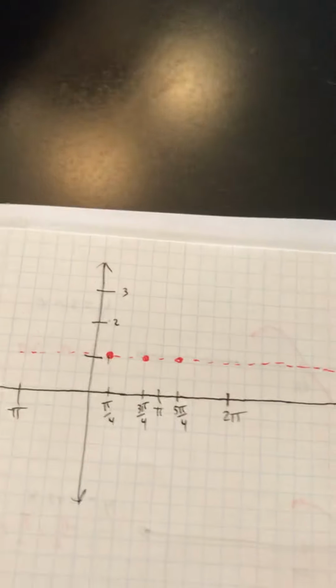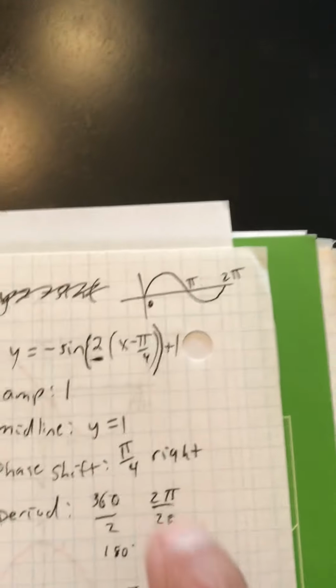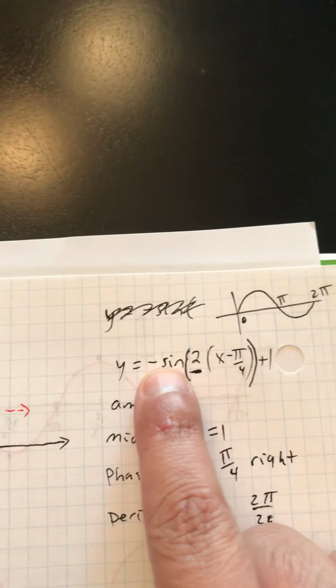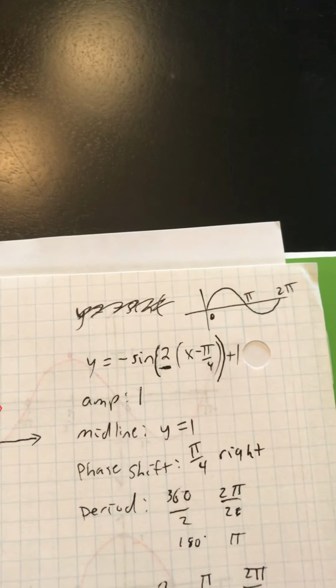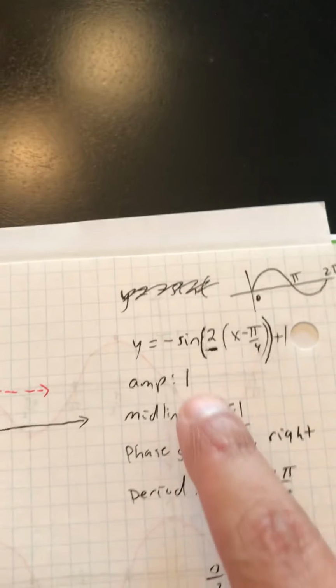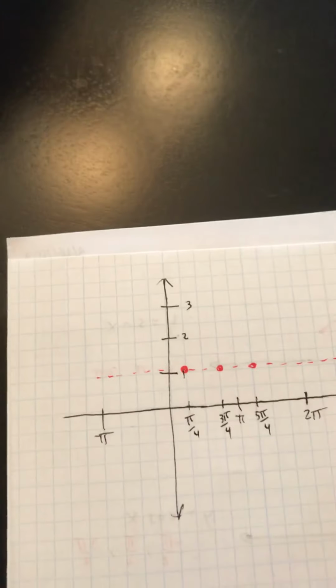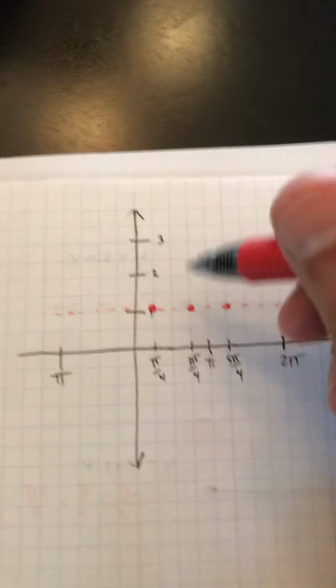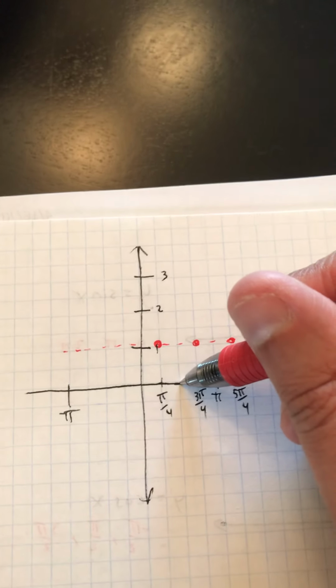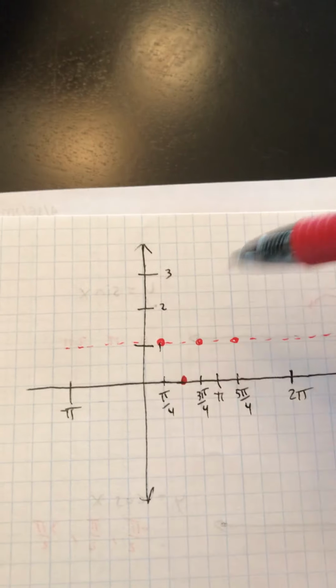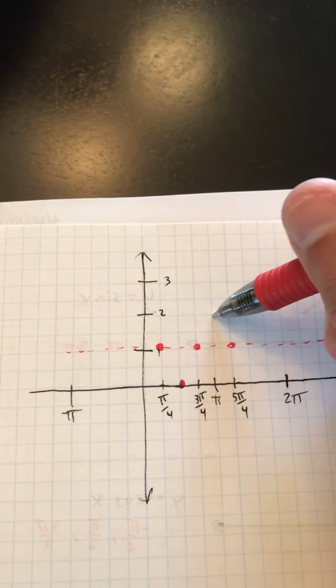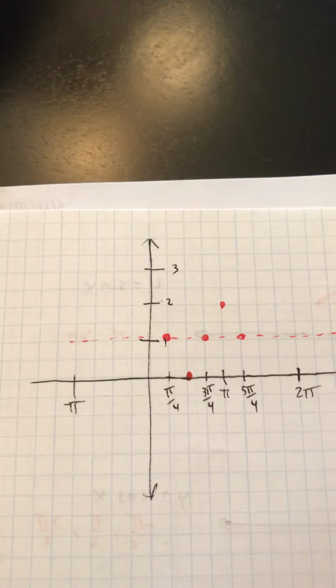Okay, now 2 things. This graph is going to be upside down. It's got a negative out in front, so the graph is going to go down first. The amplitude's only 1, okay? So it's going to go down an amplitude of 1 from that starting point, and it's going to go up an amplitude of 1. And the graph will kind of look like that.